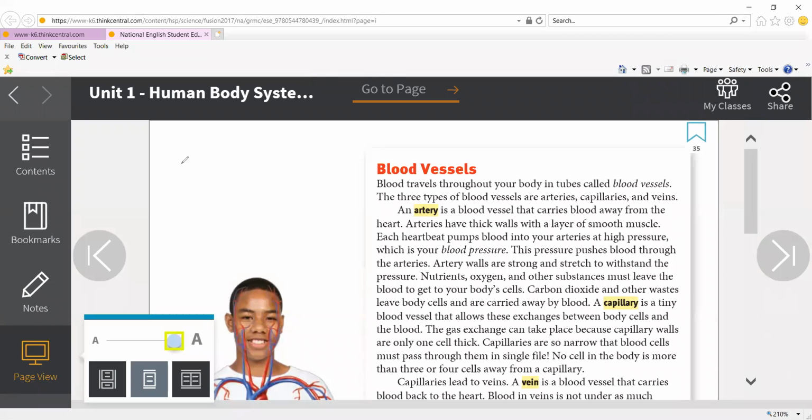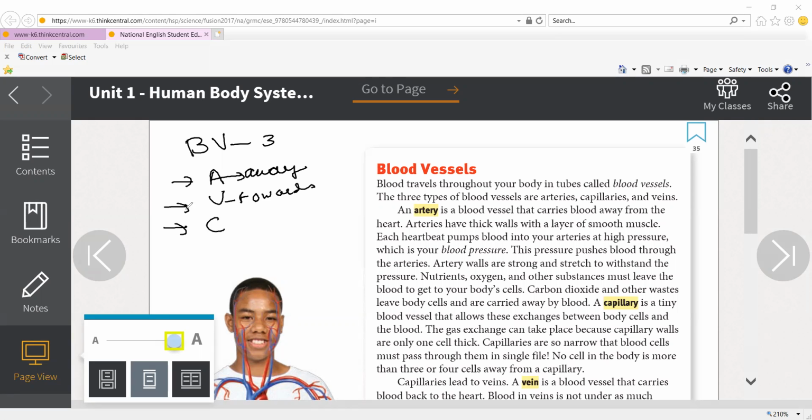Now, I told you that blood vessels are in three parts. One is artery, one is vein, and the other is capillaries. In artery, I said the word A means away from the heart. When I say vein, that is opposite. Away means, what is the opposite of away? Towards.